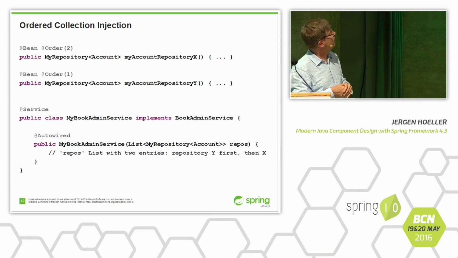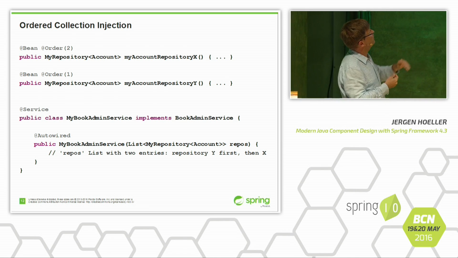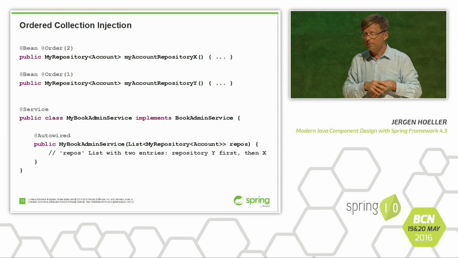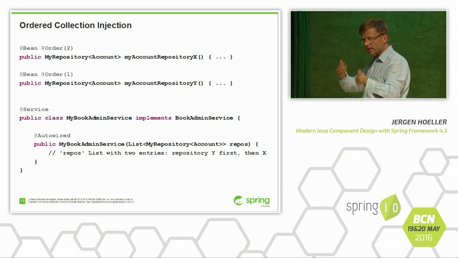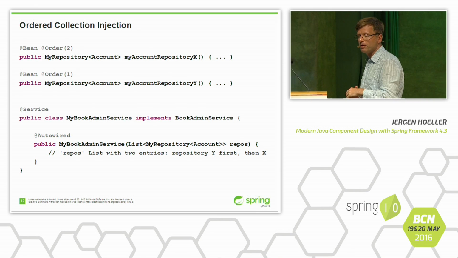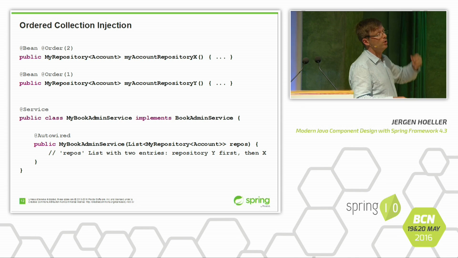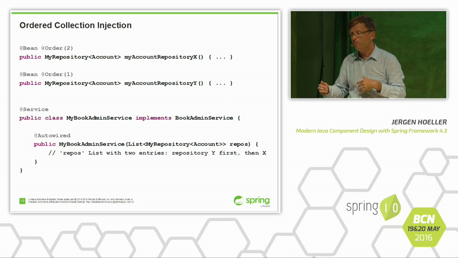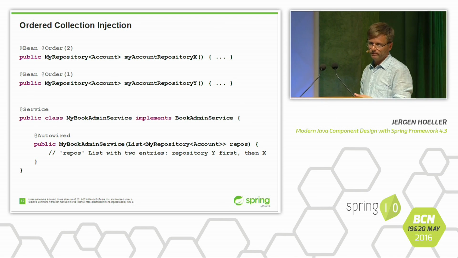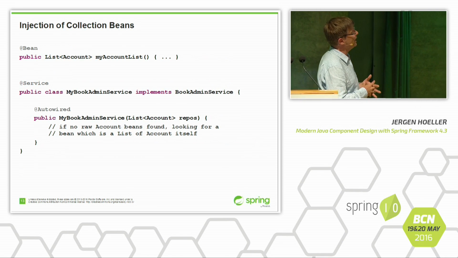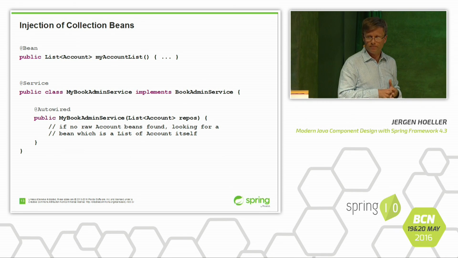And as of recent Spring generations, you can even order beans. If you assign an order value to your bean definitions within the set of type matches, within the my repositories here, the list will even be pre-ordered according to the order values. The container is going to build a pre-ordered list for you. So there's a lot of sophistication in the matching algorithm here.